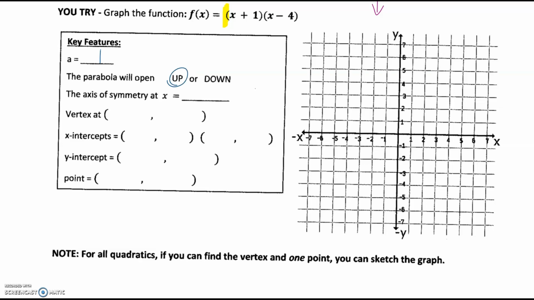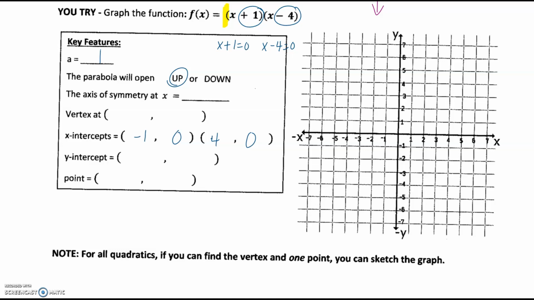We will wait and do our axis of symmetry after we do our x-intercepts, because this is the same as x plus 1 equals 0 and x minus 4 equals 0. And our shortcut method said for the x-intercepts, we take the opposite of 1, that's negative 1. We take the opposite of negative 4, that's 4. That's already 2 points that we can plot on our coordinate plane.